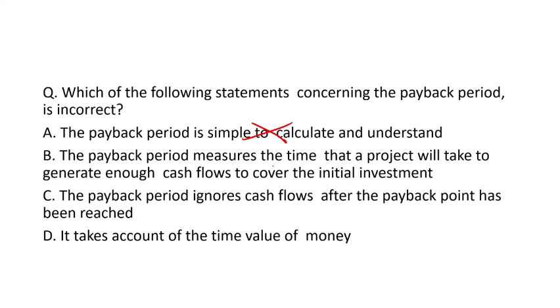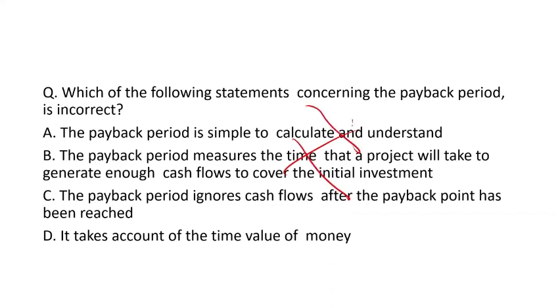B, if you check, payback period measures the time that the project will take to generate enough cash flows to cover the initial investment. Basically, the payback period is determined in years. Payback period ignores the cash flows after the payback point has been reached. Suppose you have invested 1 lakh rupees and in 5 years, by the cash flow of 20,000 per year, you received your money back. Then whatever money will come in the 6th year, you will ignore. So this statement is also correct.